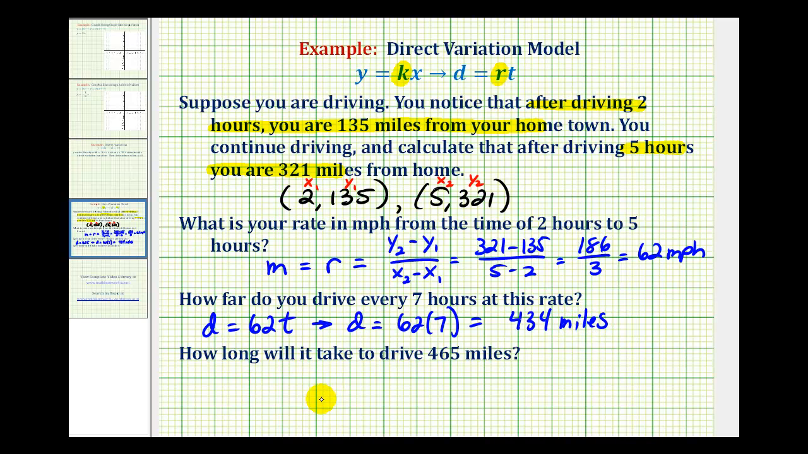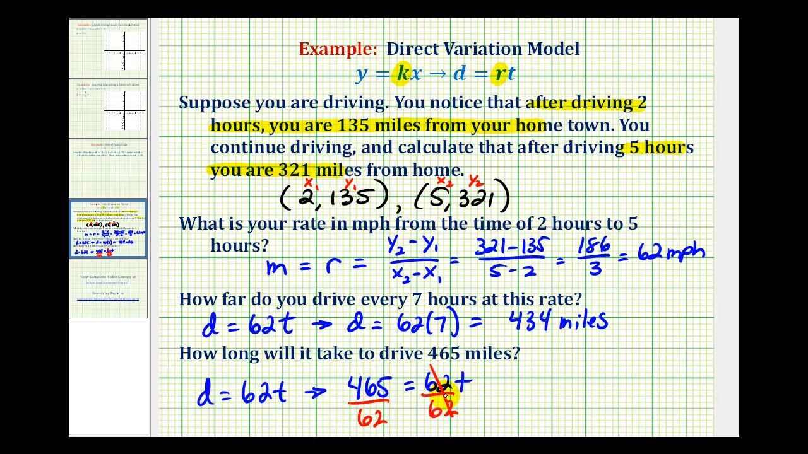The last question is, how long will it take to travel 465 miles? So again, using our distance formula for this situation, we're now given d. We want to solve for t. So using distance equals 62 times t, we're now going to have 465 equals 62t. And to solve this equation for t, we would divide both sides by 62.